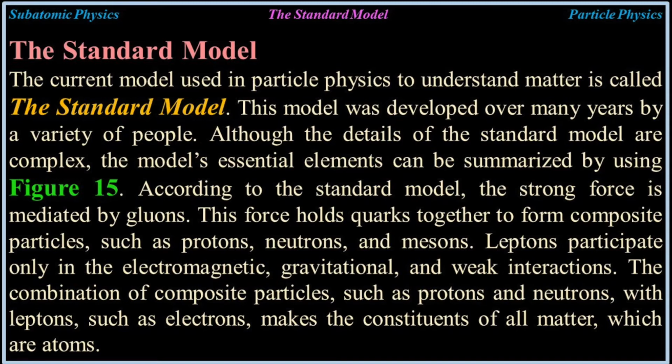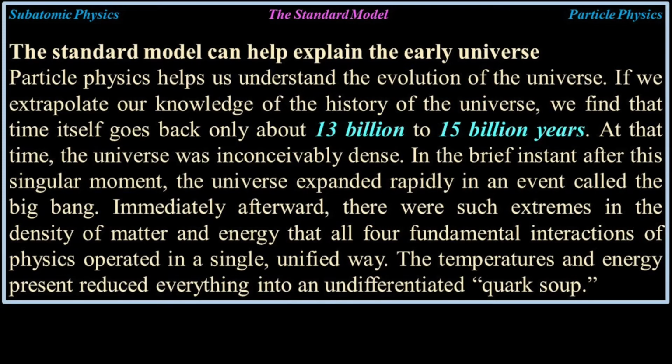Leptons participate only in the electromagnetic, gravitational, and weak interactions. The combination of composite particles such as protons and neutrons with leptons such as electrons makes the constituents of all matter, which are atoms. The Standard Model, very important. The Standard Model can help explain the early universe. Particle physics helps us understand the evolution of the universe.